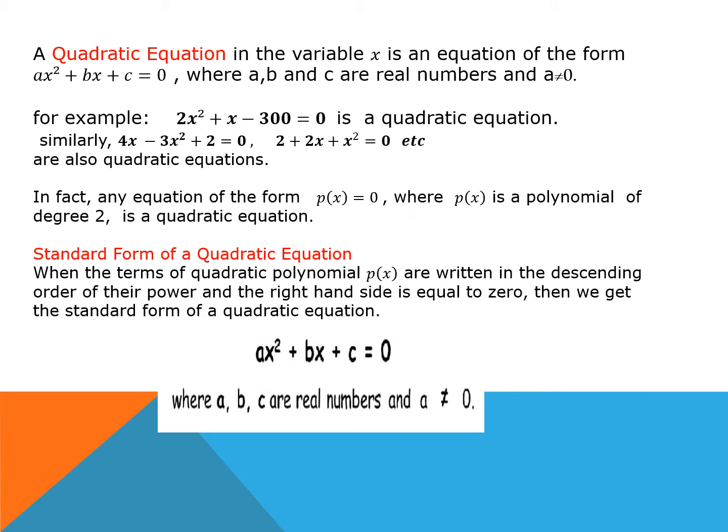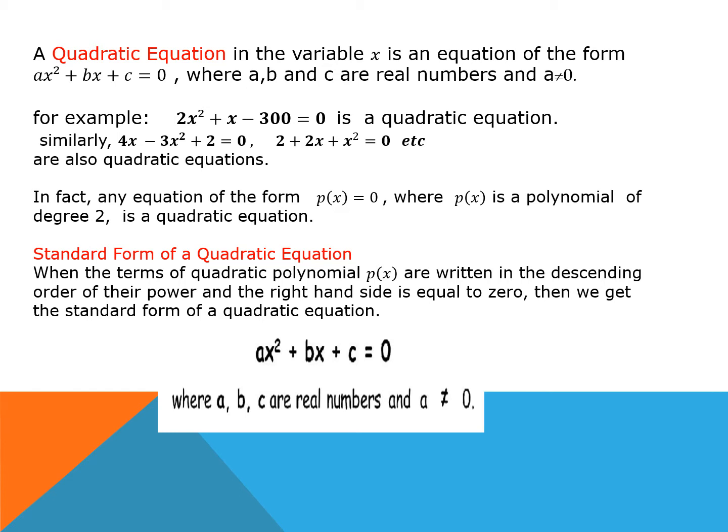What is a quadratic equation? A quadratic equation in the variable x is an equation of the form ax squared plus bx plus c equals 0, where a, b and c are real numbers and a is not equal to 0. For example, 2x squared plus x minus 300 equals 0. It is a quadratic equation.